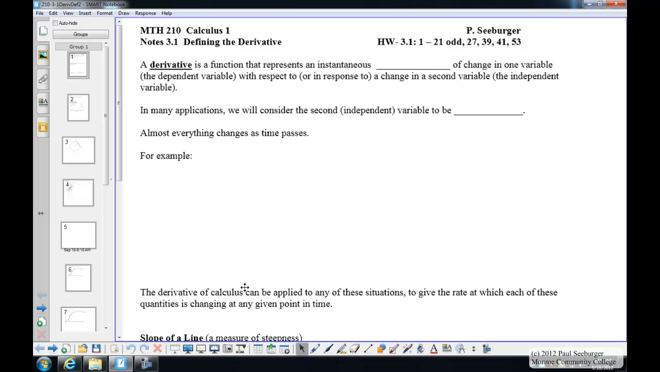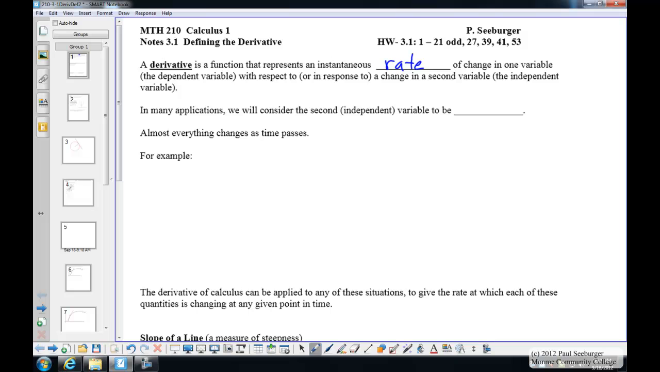So a derivative is a function that represents an instantaneous, anybody know? Rate of change. Good. In one variable, this is the dependent variable. Often we use y, but it can often be other things as well. It's the dependent variable, like y is normally the dependent variable in a function statement. Y equals f of x, right? So with respect to, or in response to, a change in a second variable, this is the independent variable, often x.